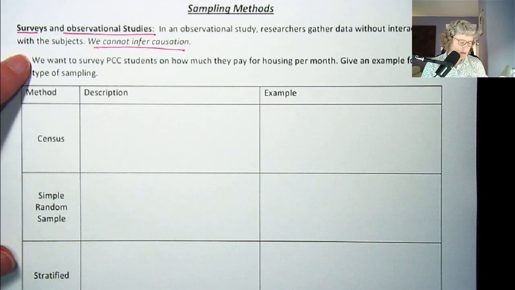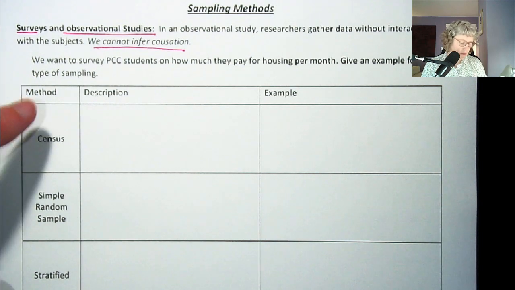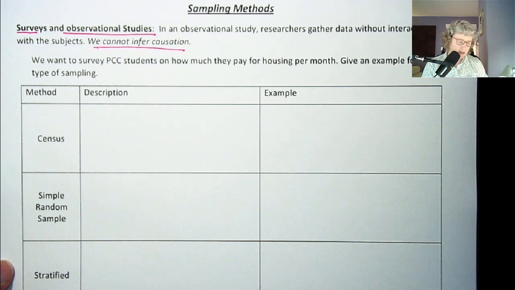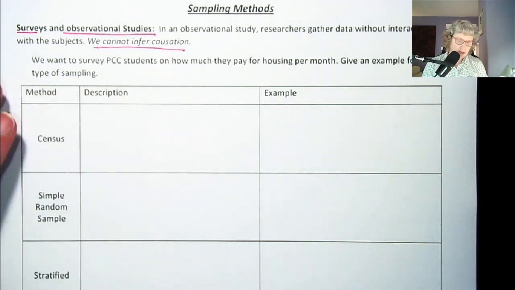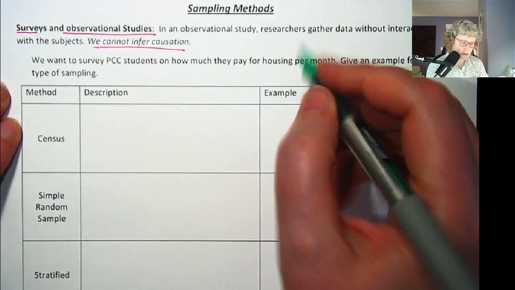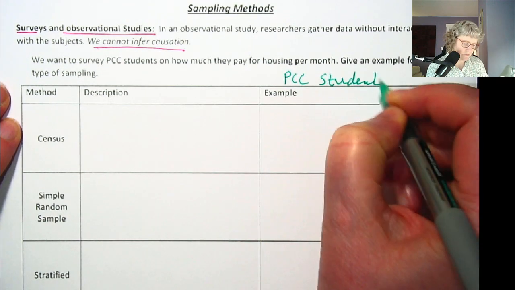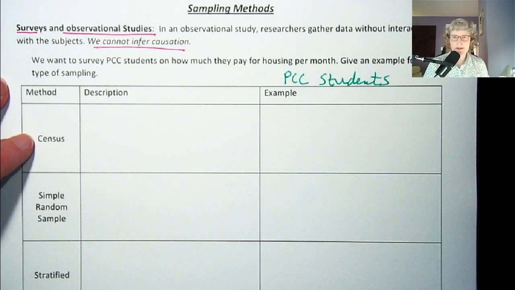And as an example, let's say we want to survey PCC students on how much they pay for housing per month, and give an example of each type. So in the first column, we have our methods of sampling, getting a random sample. In the second column, we have the description. And in the third, I'm going to use that example. So I'm going to write PCC students above that example column.